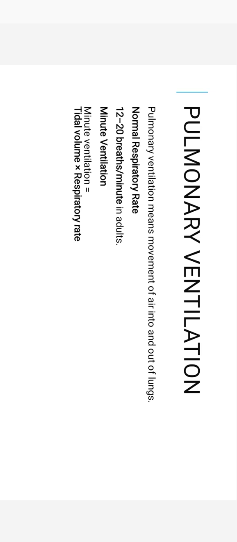The second is inspiratory reserve volume, which is the additional amount of air that can be inhaled after normal inspiration. The third is expiratory reserve volume, which refers to the extra amount of air that can be exhaled forcefully after normal expiration. Another important volume is residual volume, which is the air remaining in the lungs after forceful expiration. Residual volume prevents complete collapse of lungs and helps maintain continuous gas exchange. Measurement of these lung volumes is important in assessing respiratory diseases and lung function.